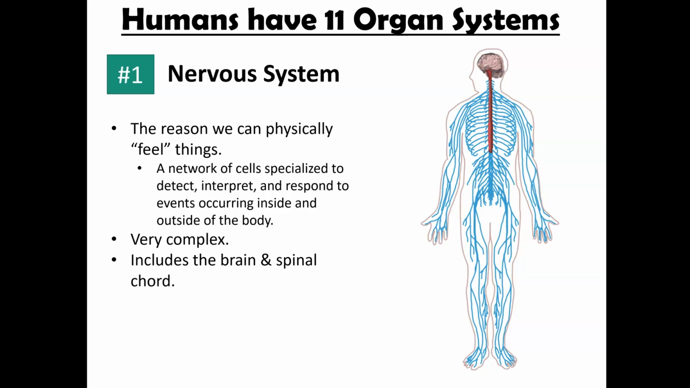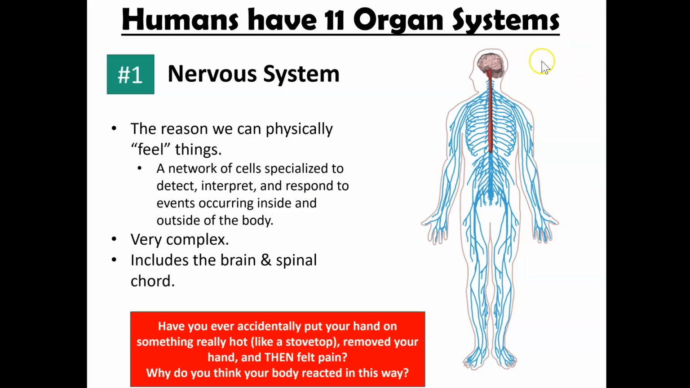It's a very complex system, and it includes the brain, which is the central nervous system, and then the spinal cord and these branching nerves are the rest of that nervous system. So have you ever accidentally put your hand on something really hot like a stove, and then removed that hand and then felt the pain after you removed your hand?